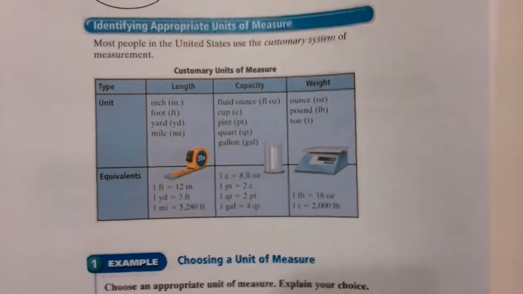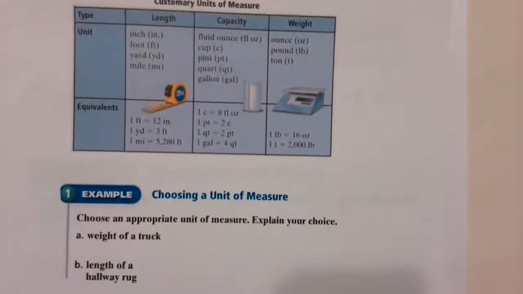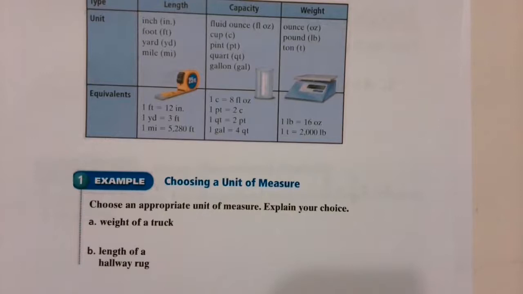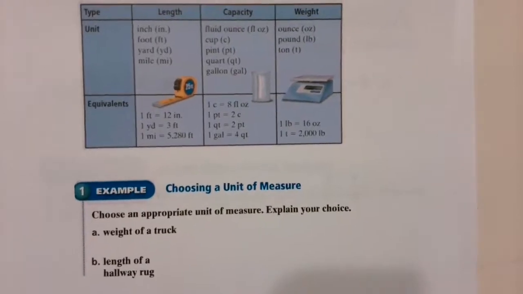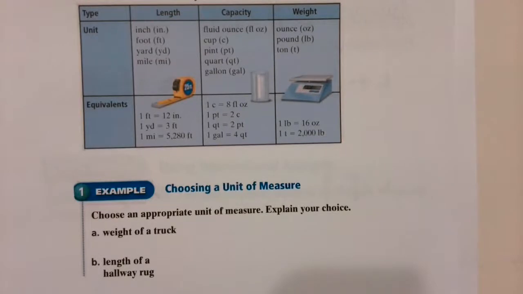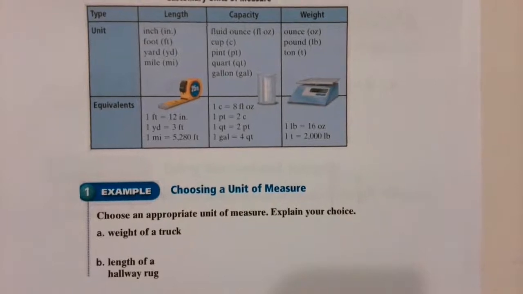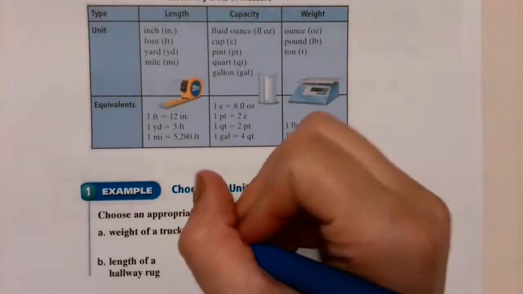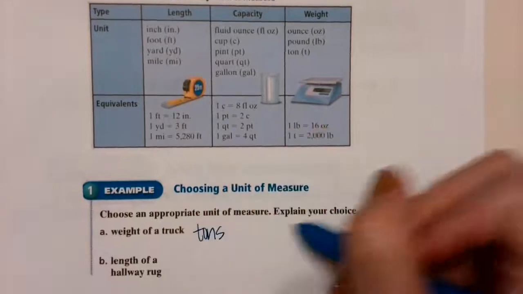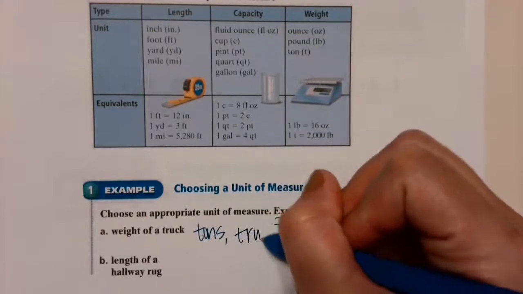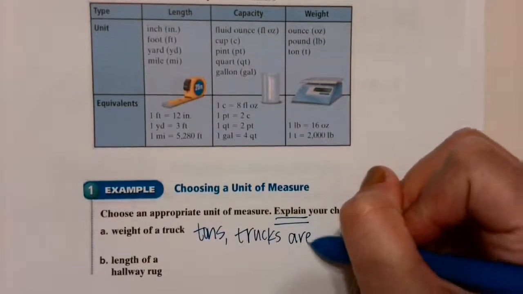So here we go. Let's take a look at what they're asking us to do first, which is to choose an appropriate measurement for the weight of a truck. So if I look at my weight options, I've got ounces, pounds, and tons. Ounces are pretty small. Pounds I would probably use for measuring a human or maybe the weight of a couch. But for a truck, that is pretty heavy. So we're going to go with tons. And notice here it also says explain your choice. So I'm going to just say trucks are very heavy.